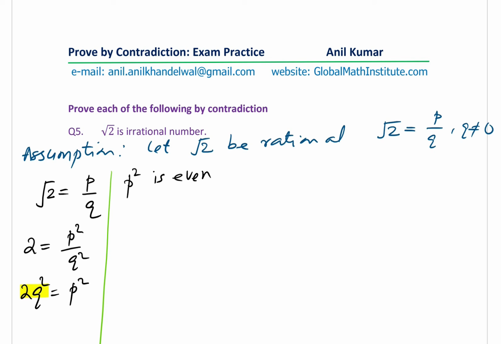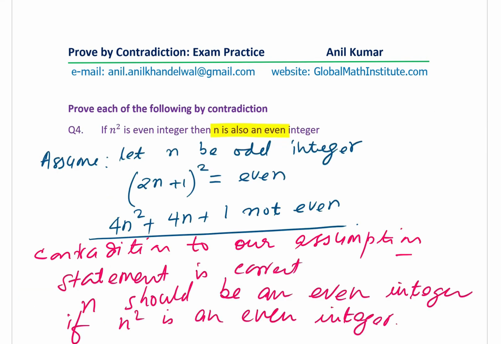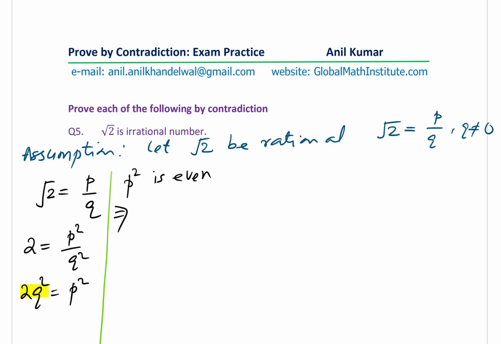Now, if p square is even, then we just showed in the last example that if n square is even, in that case n is also even, right? So that means p is also even. So we could write p as equal to 2 times some other number, let's say 2 times a, because p is also even. And substitute this value, p equals 2a, in our equation.